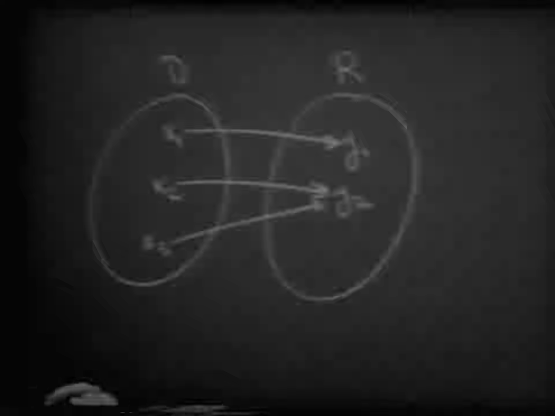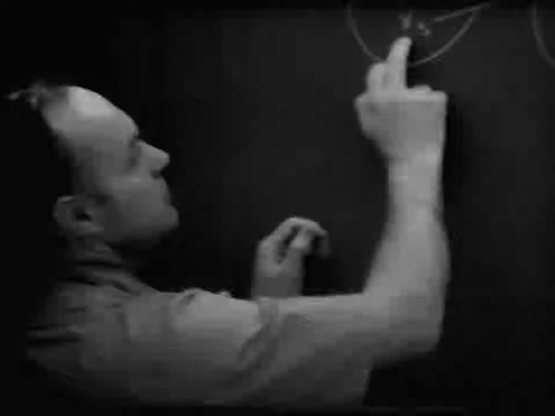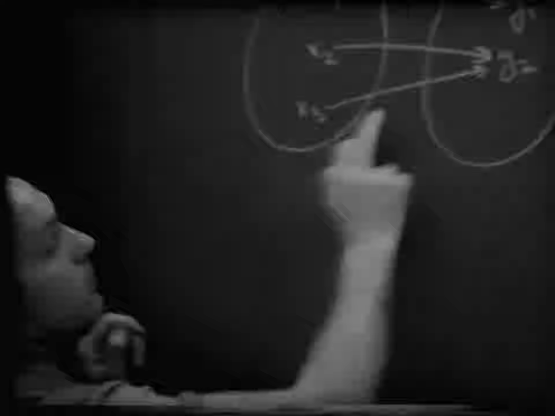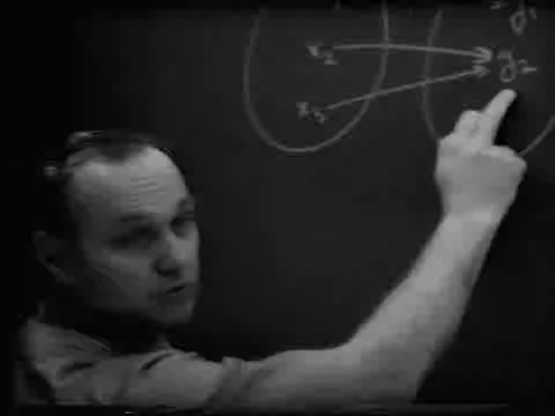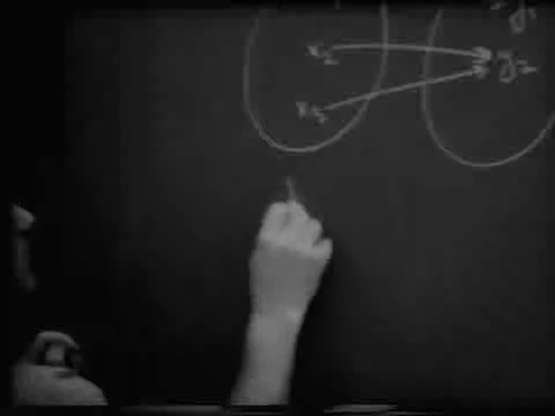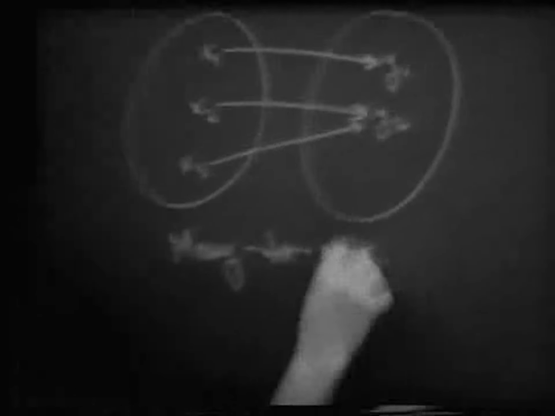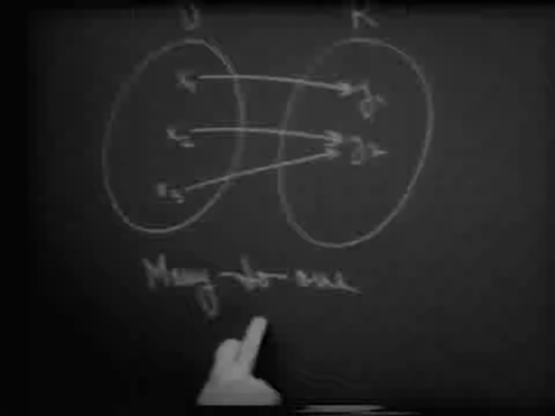Now, the difference between this function and perhaps another example that I'd like to look at is that we have these two numbers mapped into this one. In fact, we could have, say, an x sub 4 mapped into the same number y sub 2. And the way in which we describe this is to say that we have a many-to-one function here, okay?